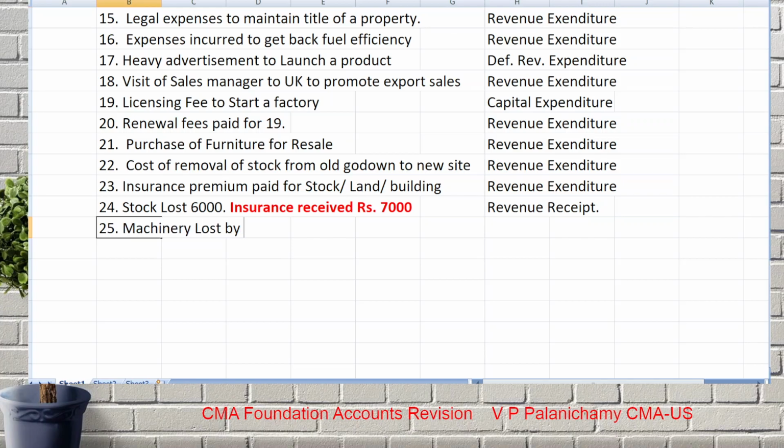Machinery lost by fire. Insurance claim, rupees 45,000. This will become which one? Capital receipt.